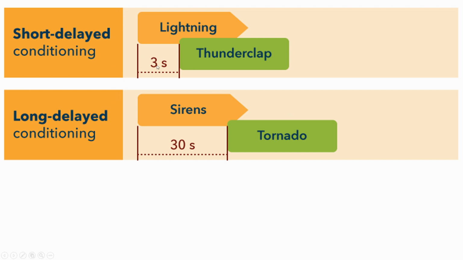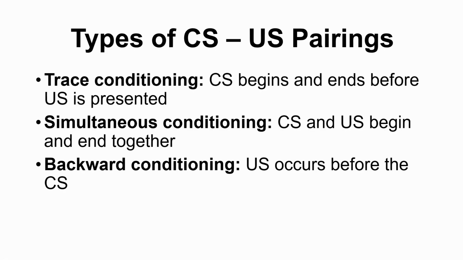But for us, a few seconds is short, and around a minute or more would be long. Our next type of pairing is trace conditioning. Trace conditioning is very similar to what we just saw with delayed conditioning, but here our conditional stimulus will begin and end before our unconditional stimulus is presented.